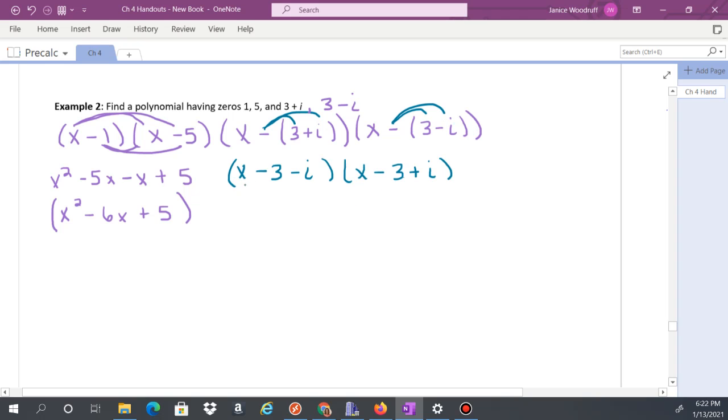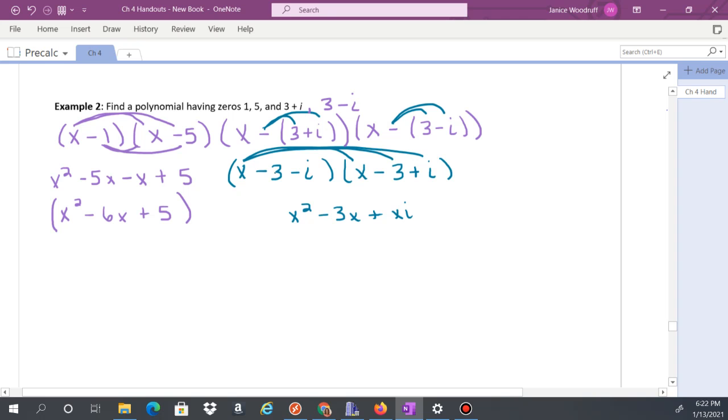Then you have to multiply this out, which means you're distributing. If you wanted to do the box, you can do that, or I just do the long distribution and try to line things up as I go. I'm going to take the x. So x times x is going to be x squared. Then x times negative 3, negative 3x. And then x times i, positive xi.